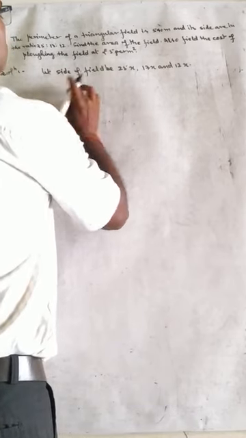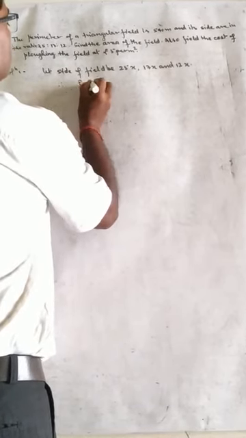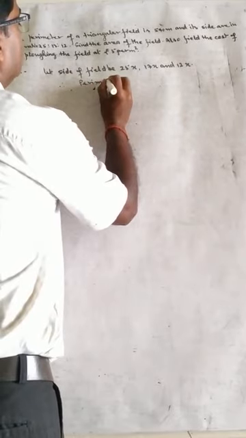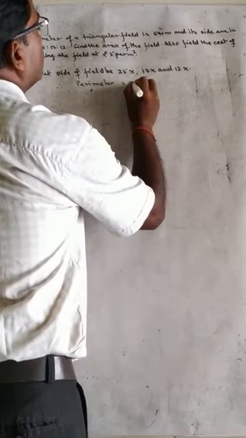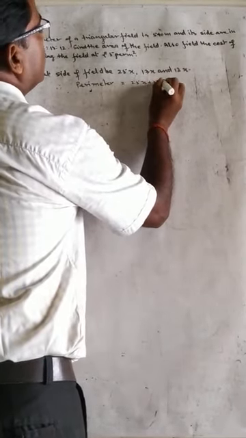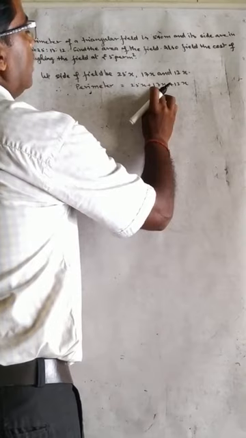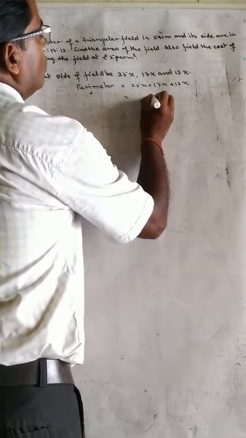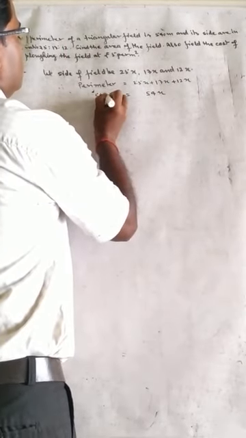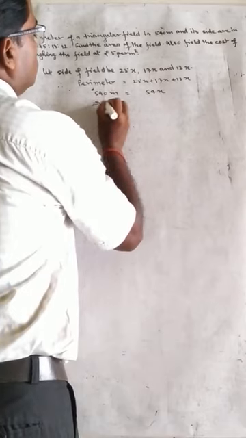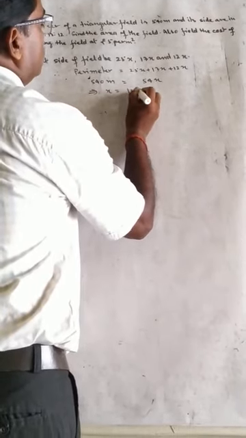Therefore, perimeter is equal to 25x plus 17x plus 12x, which is 54x, and that is 540 meters. Then what can we get for x? x is equal to 10 meters.